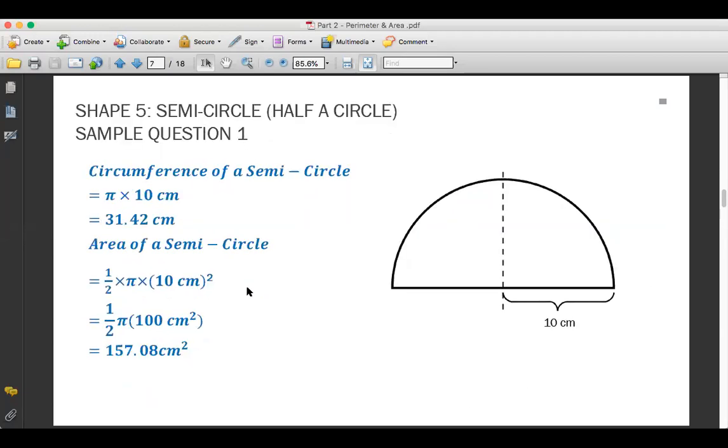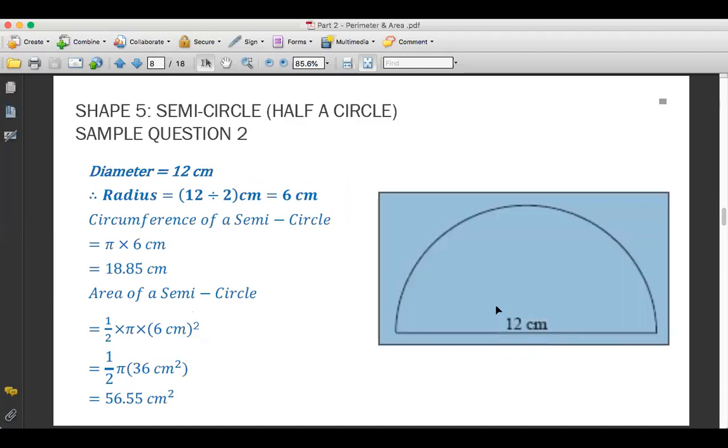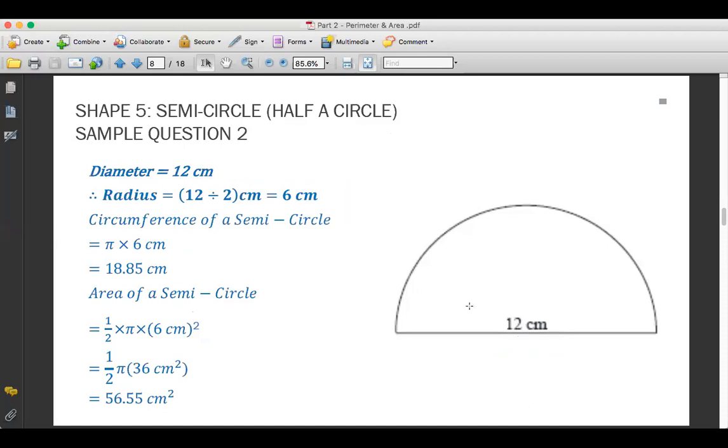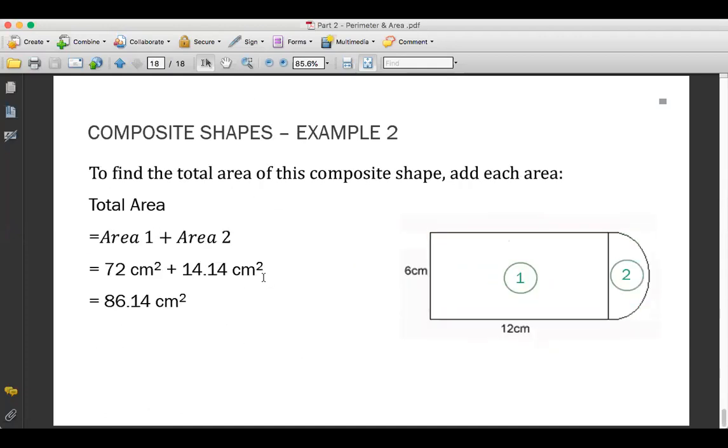Okay, so there's example questions here also where I give you circumference of a semicircle. This is the radius, 10 cm. So pi times 10, 31.42. Area. Okay, now this question is like what I asked Alicia earlier. This 12 cm is not the radius, this is the diameter. So the radius is 6 cm. Okay, now there's composite examples, right? I want you to read it yourself.